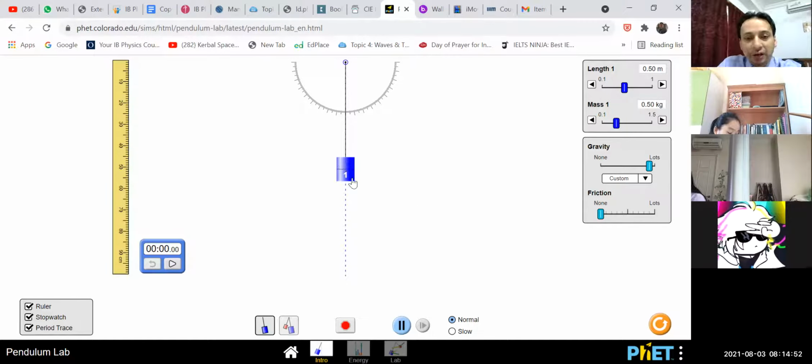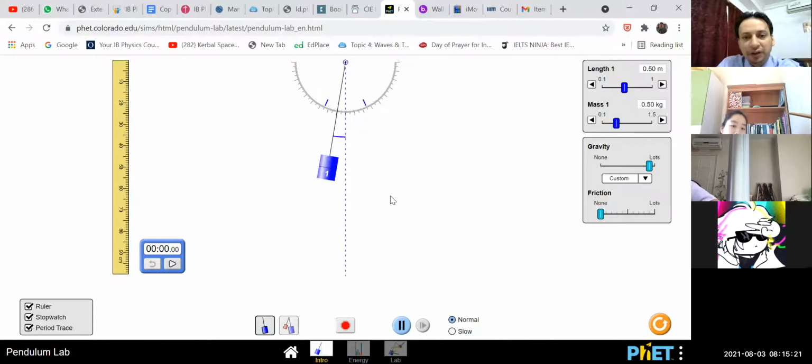Now I will pull this pendulum. You can see here the angles. Generally, we suggest students keep this angle very small, but I want to take this angle a little bit large so that we can measure the time efficiently. So this is 25.